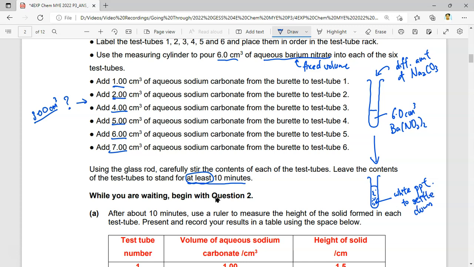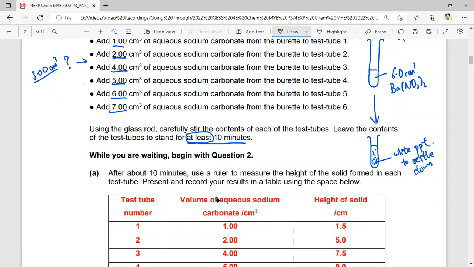Or to sink to the bottom. Now, why do you want the white precipitate to settle down, to sink to the bottom? Because in this experiment, after 10 minutes, you're supposed to use a ruler. Those of you who say 20 minutes, 30 minutes, in actual fact, you're supposed to wait until about 10 minutes.